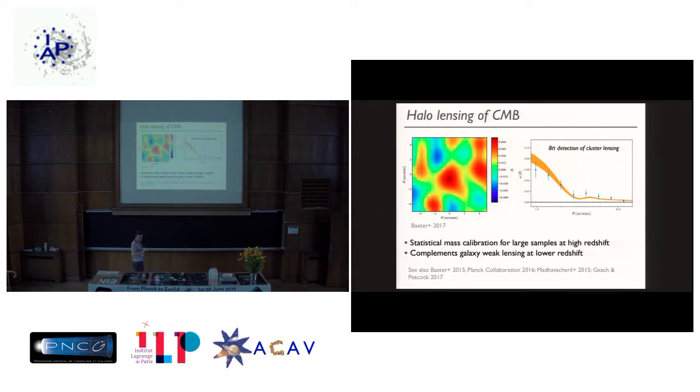Going forward, this will be a very powerful way to calibrate the masses of large samples of galaxy clusters out to high redshift. It's very complementary to galaxy lensing, the problem being that there's a dearth of galaxies behind these high redshift clusters, whereas the CMB, being at such a high redshift, is behind every cluster.